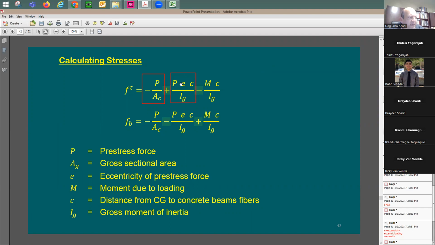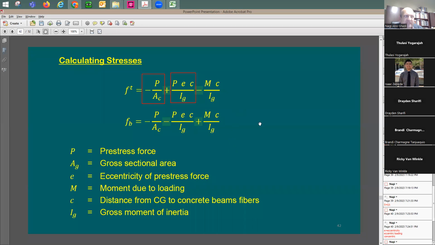And this P times E means the moment due to eccentricity, multiplied by C, which means 1/2 of the depth if you have a rectangular section, divided by I gross. You can call it IG or you can say IC, it doesn't matter. Sometimes you call it IC for concrete. It means you are not considering here any cracking. This is the top line.